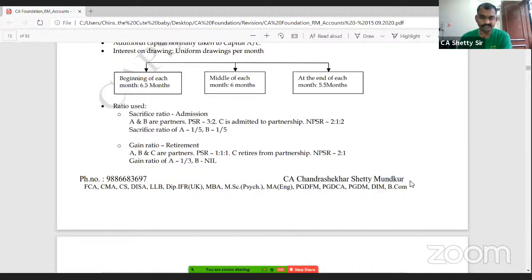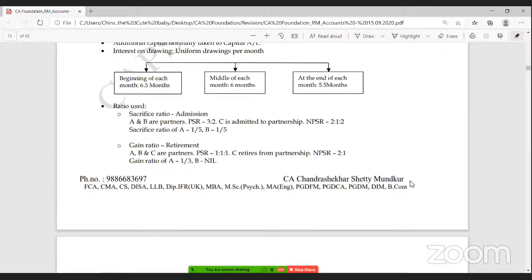A's capital, 10 lakh. To B's capital, 10 lakh. Make a box side by side. At narration, C's share of goodwill adjusted in sacrifice ratio. Agreed? Yes, sir. Next.